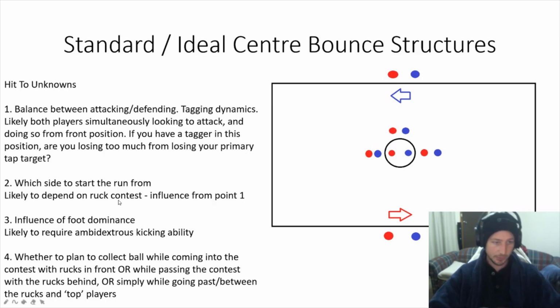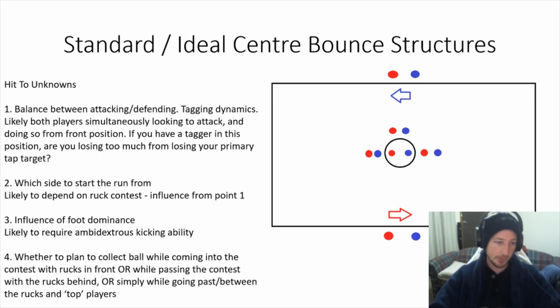Second unknown, which side to start the run from. I think this is dependent probably on the ruck contest, who's winning, where do they want to go to, where are the ruckmen adjusting their run-ups. You know, if blue shuffles around to the bottom of the square, that changes something. If red goes to the top, that changes something. Those things adjust that.